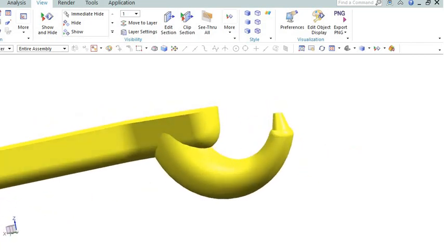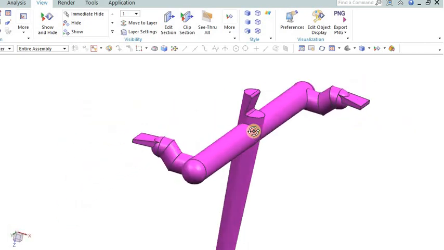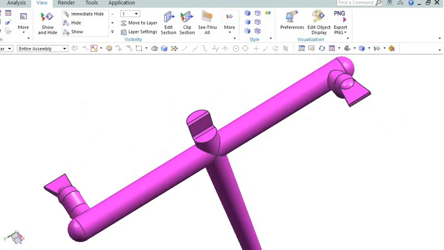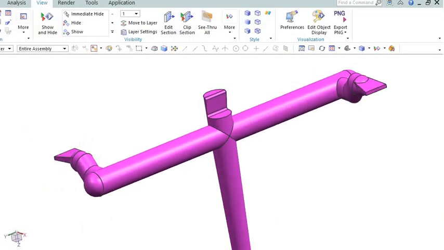A. Incorrect gate location. Choosing the wrong location for the gate can result in issues such as flow imbalances, weld lines, or cosmetic defects on the final part. It's essential to consider the part geometry, material flow, and desired part properties when determining the gate location.